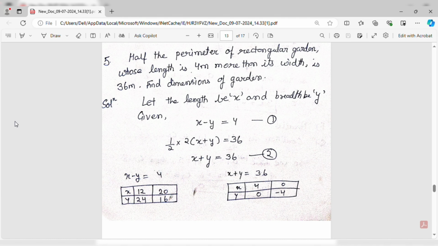The first equation would be x minus y equals 4, because the difference between length and breadth is given as 4 in the question. The second equation we will frame by using the perimeter. It is given that half the perimeter is 36. So half into the perimeter. The perimeter's formula is 2 into (L plus B). We will get the equation x plus y is equal to 36.